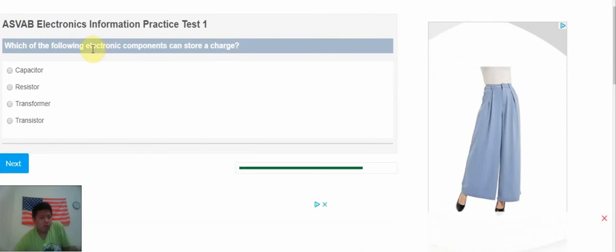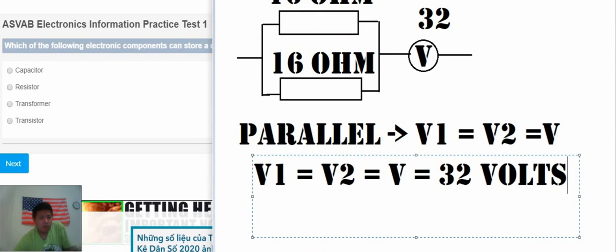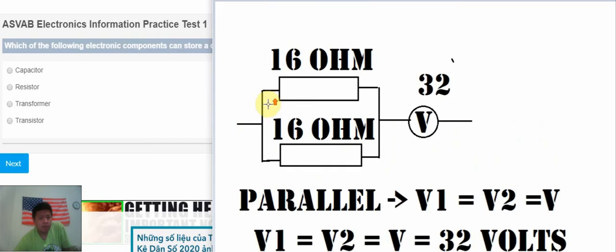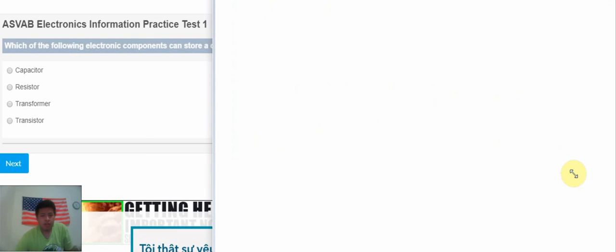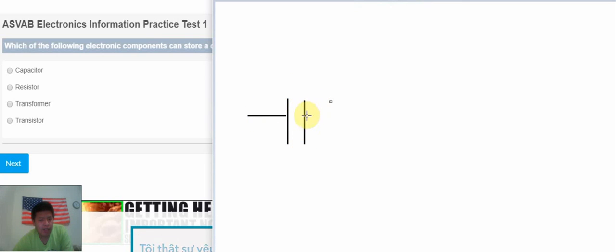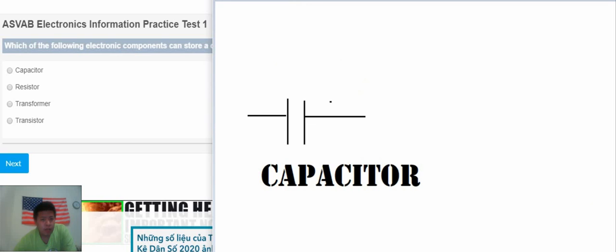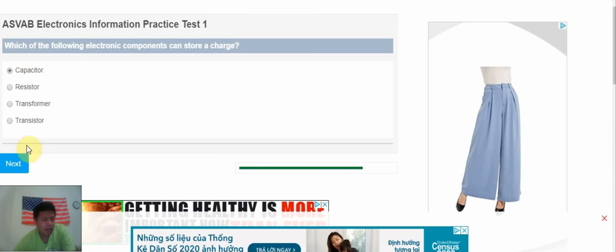Which of the following electronic components can store a charge? So in here we know that to store the charge we use the capacitor. Because in AC, alternating current, we charge the electricity inside the capacitor. So the answer is A.